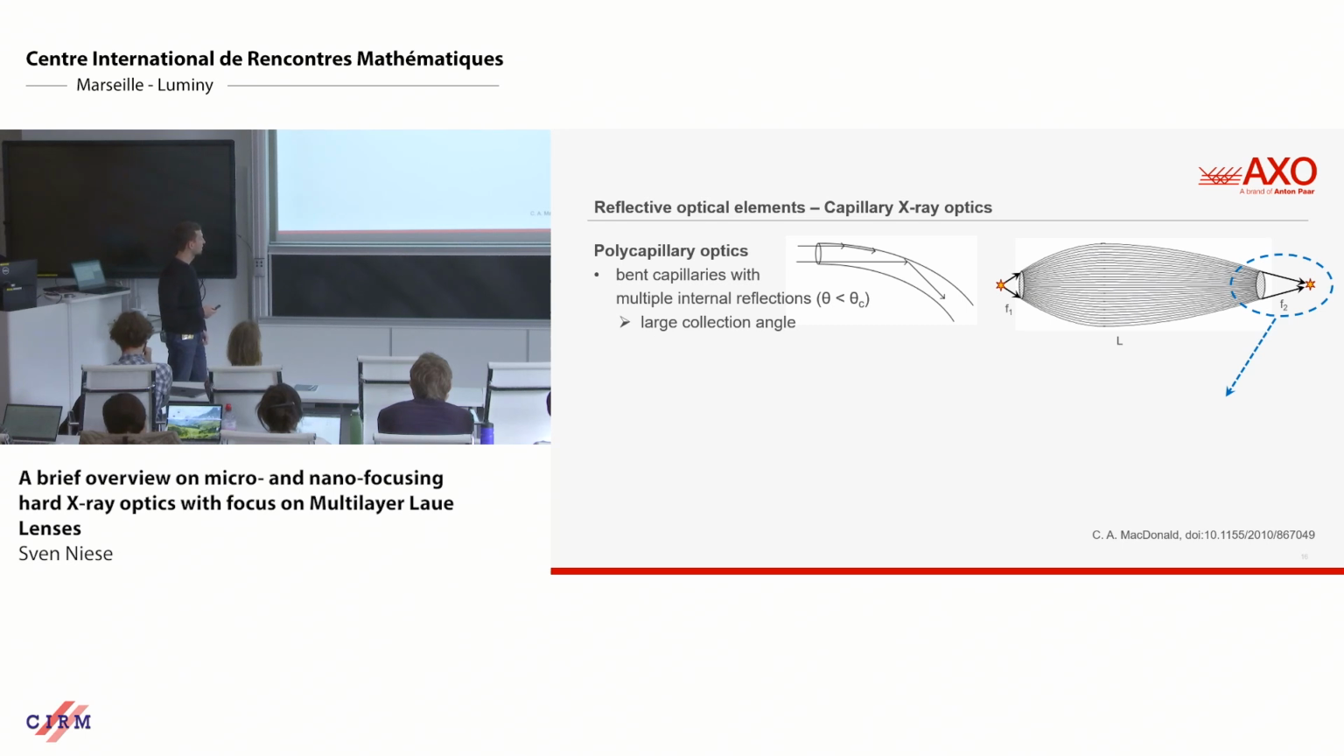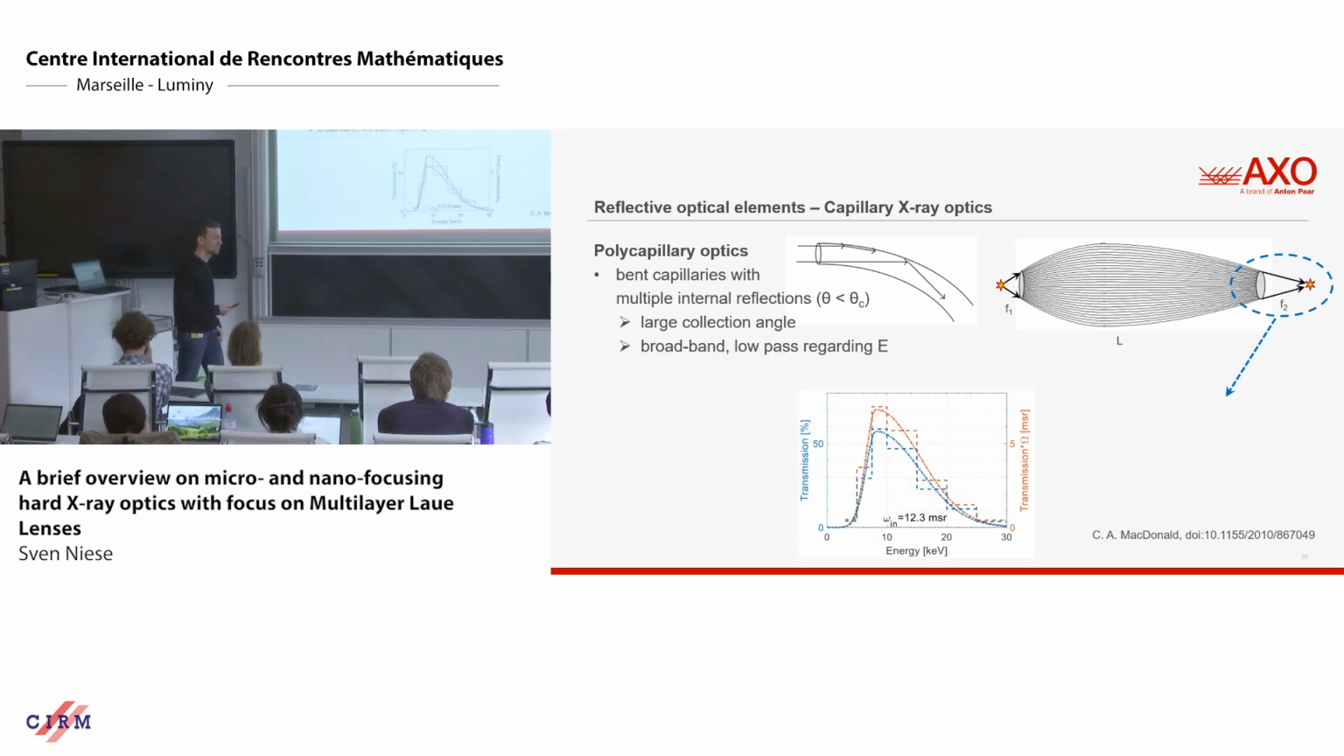So the collection angle is much larger, since you take advantage of a lot of capillaries. They are also broadband, low pass regarding the photon energy. That's the transmission curve of such a typical polycapillary. That it's cut here is more because of the air absorption, because below something like 8.6 keV this just makes the difference, and also probably because of the window. But then toward the higher energies, it's kind of low pass.